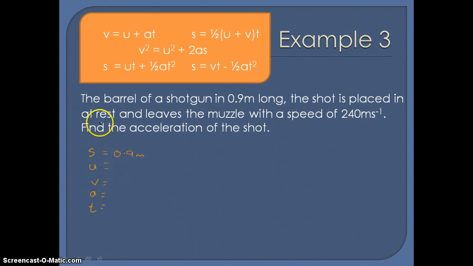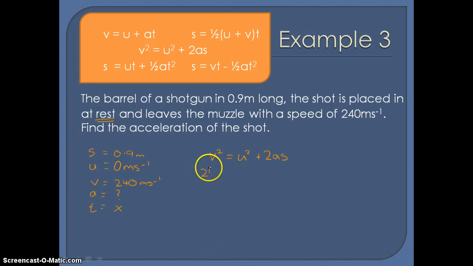The shot is placed in at rest. So you expect to know that this term at rest means that we're going to have to use an initial velocity of 0 meters per second. It leaves the muzzle with a speed of 240 meters per second, so that will be v. And we've been asked to find the acceleration, so this time we don't know the time. So we need an equation that contains s, u, v and a. So we're going to use the fact that v squared equals u squared plus 2as.